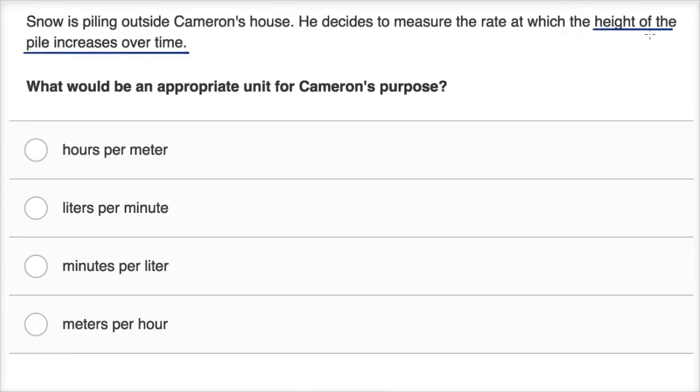So the rate at which height increases over time. So it should be a height per time, or really I should say a distance per time is what the height is going to be doing. The rate at which the height is changing over time. It should be a distance, or maybe even better, a length per unit time. So let's see, this is hours per meter. So this is time per length. This is the reciprocal of that. This one right over here, this is time per length as opposed to length per time. So I would rule that one out.